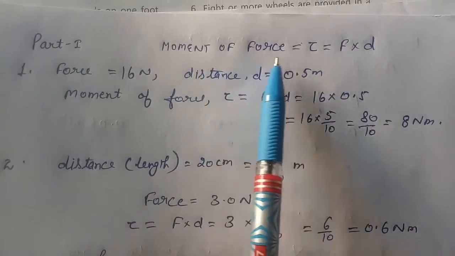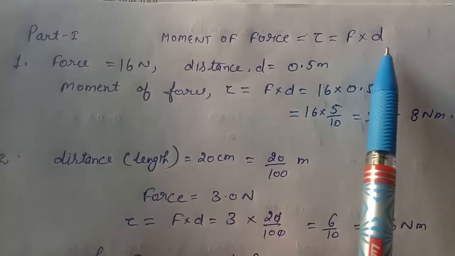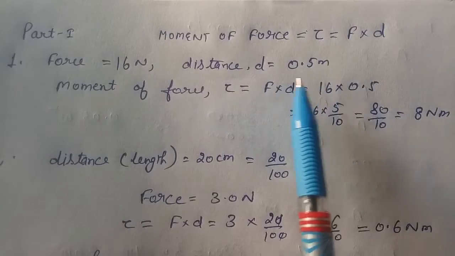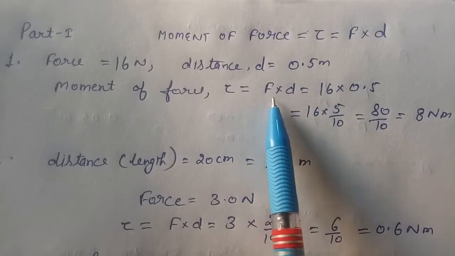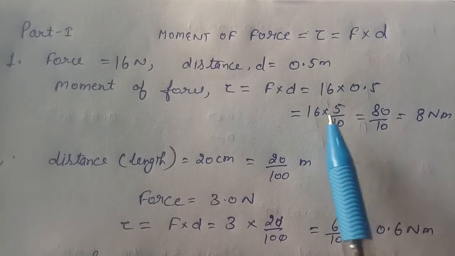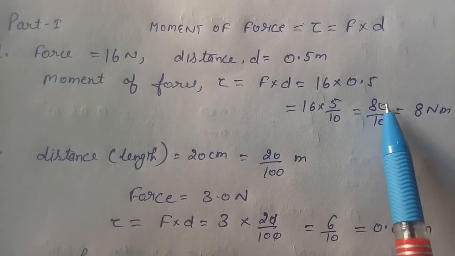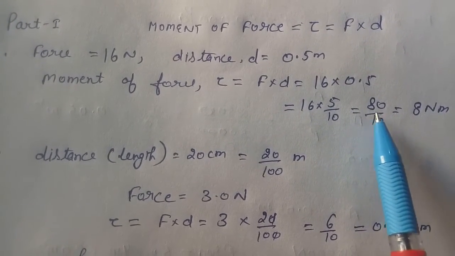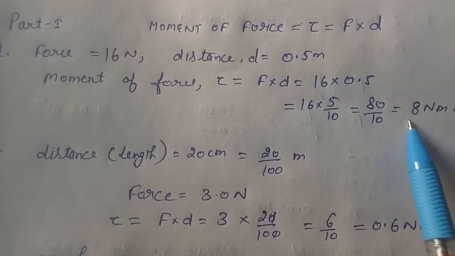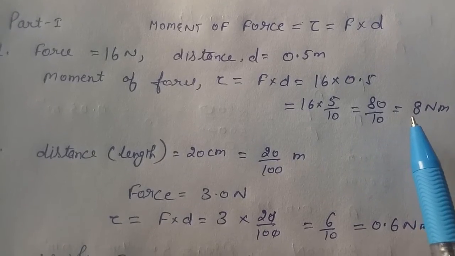So as we know that moment of force tau equal to force multiplied by perpendicular distance. So force given is 16 Newton, distance 0.5 meter. So put these values. 16 multiplied by 0.5, remove this decimal, 5 by 10, 16 into 5 is 80, 0 cut with 0, then we have only 8 Newton meter. So 8 Newton meter is the moment of force.